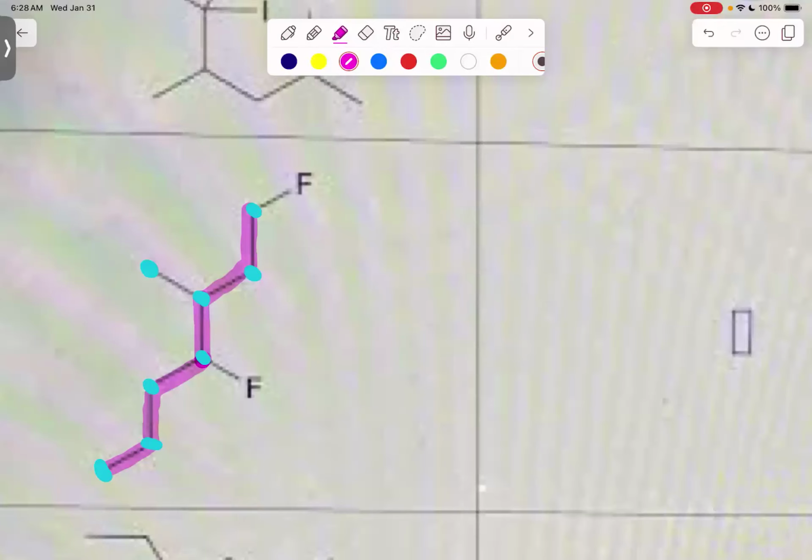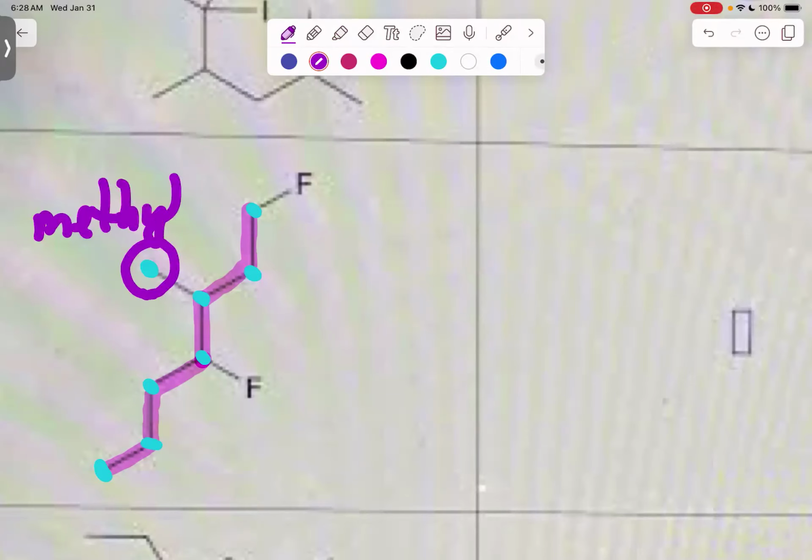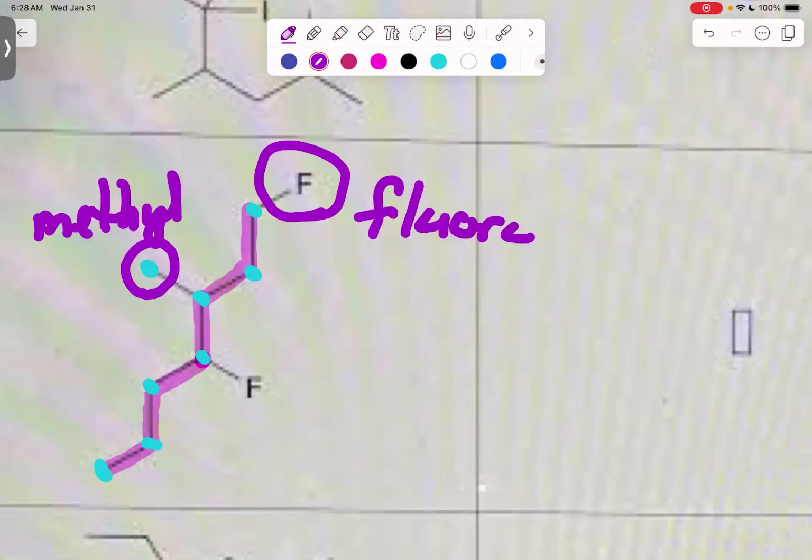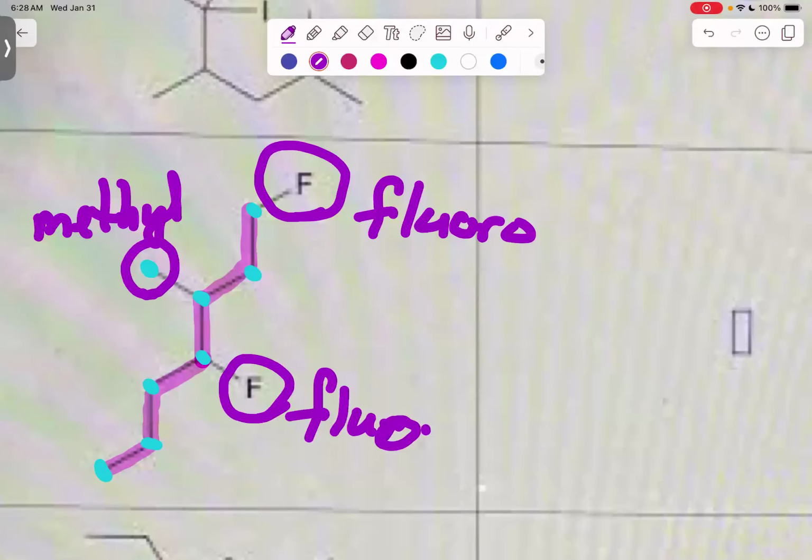So now I have to number those carbons. What I want to do is number the carbons so that each of the substituents has the lowest number possible. So I like to look at my substituents first. I have, first of all, a methyl group here, methyl, and I have a fluoro, F-L-U-O-R-O. Let me check my spelling on that. Fluoro, because you don't lose points just because I can't spell. So these are my three substituents.